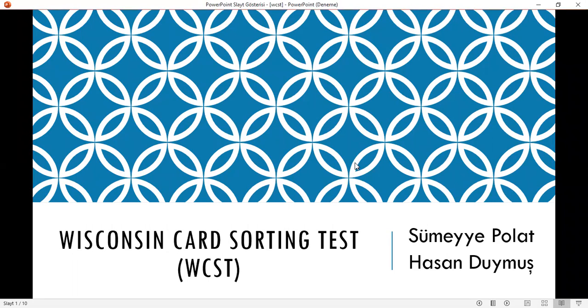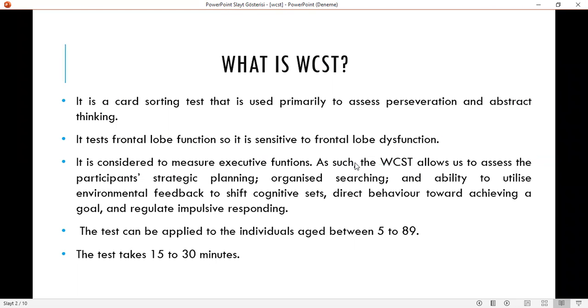Now we are going to look at the Wisconsin Card Sorting Test. It's a card sorting test that is used primarily to assess perseveration and abstract thinking. It tests frontal lobe function, so it is sensitive to frontal lobe dysfunction. It is considered to measure executive functions.